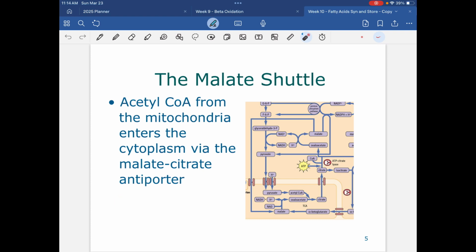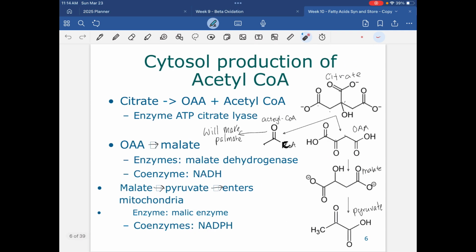What's an antiporter? It's a different form of active transport. It's going to push things against its concentration gradient. But instead of using ATP to power it, we're going to move two substances at once to do that. So by pushing citrate out, I'm going to move malate in. It's the simplest way I can describe it.